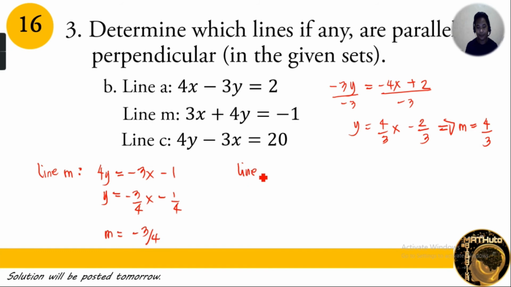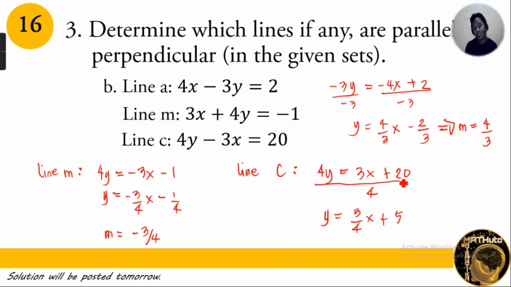For line C, so for y is equal to 3x. So nilipat po natin yung 3x sa right side, kaya naging positive, plus 20. Dividing all the terms by 4, kaya naging y is equal to 3/4 x plus 5. Since 20 divided by 4 is 5. So the slope of line C is 3/4.